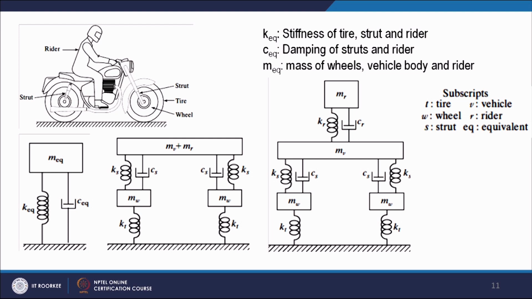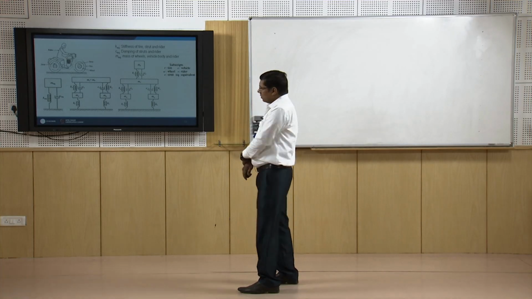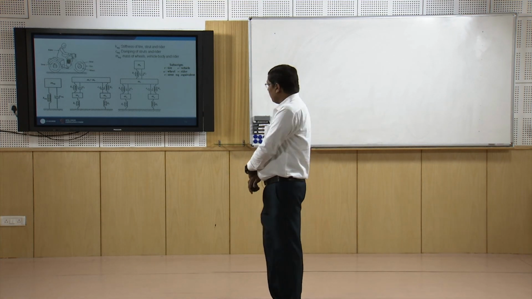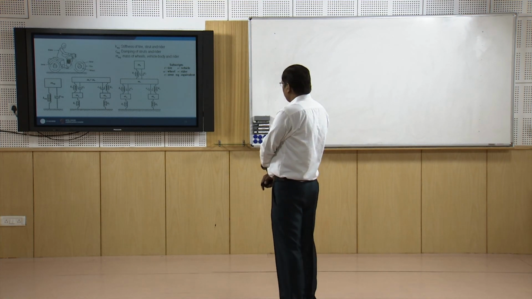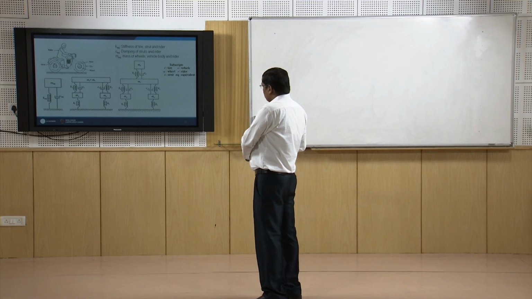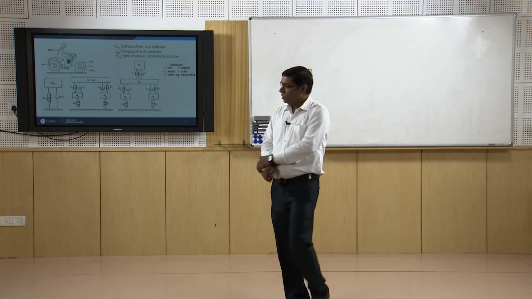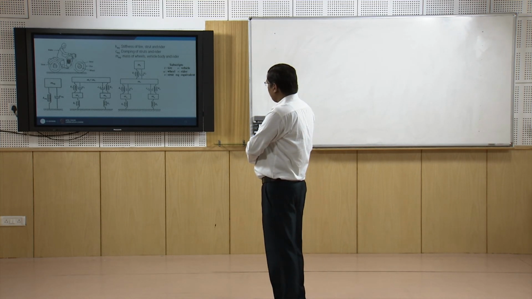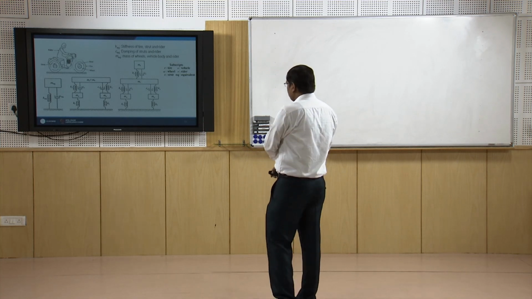So here the strut has the stiffness and damping. So the strut's stiffness and damping is given, these elements, from both the wheels. And this is the mass of the rest of the vehicle and the rider. So this model has of course 2 degrees, or we can say 3 degrees of freedom. If we assume these are symmetric and everything is symmetric, then both masses may have similar behavior.